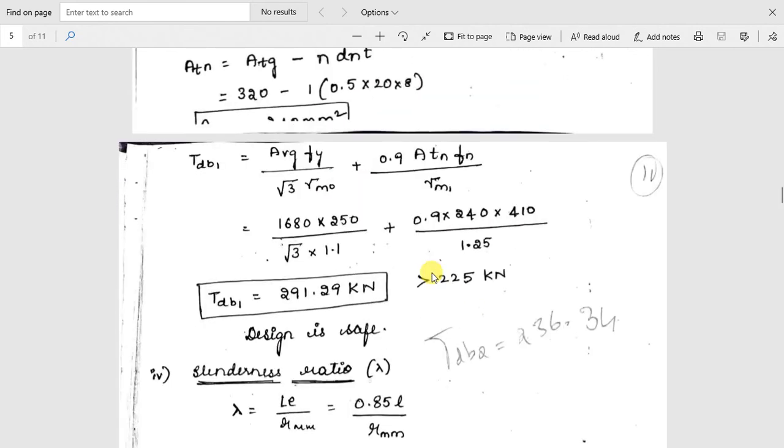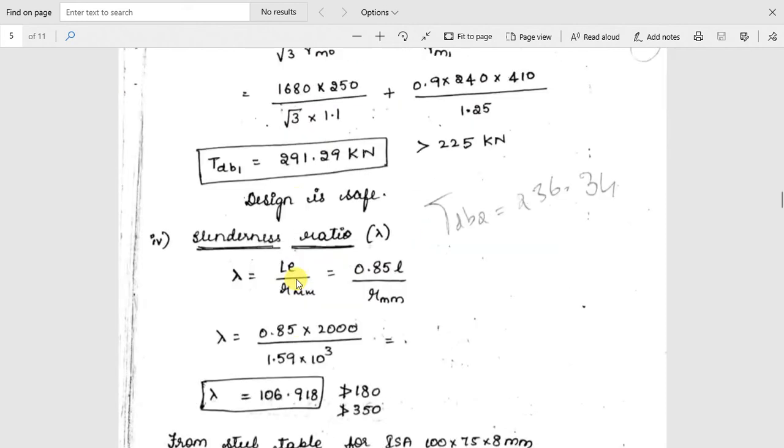So if we calculate TDB1 and TDB2, actually there are two formulas. I'll be calling it as TDB1 and TDB2. So TDB1 you are getting 291.29, which is also greater than 225, the actual load acting. And TDB2 is not calculated here. If you calculate, it will be equal to 236.34 kilonewton, and this value is also greater than 225. So with respect to yielding of cross section, rupture on critical section and block shear, this angle section which you have chosen, which you have designed, is safe.